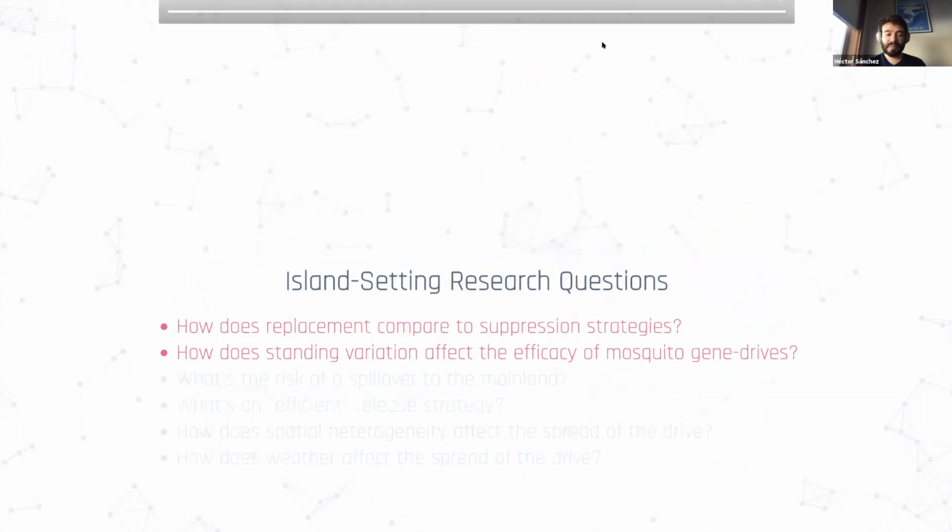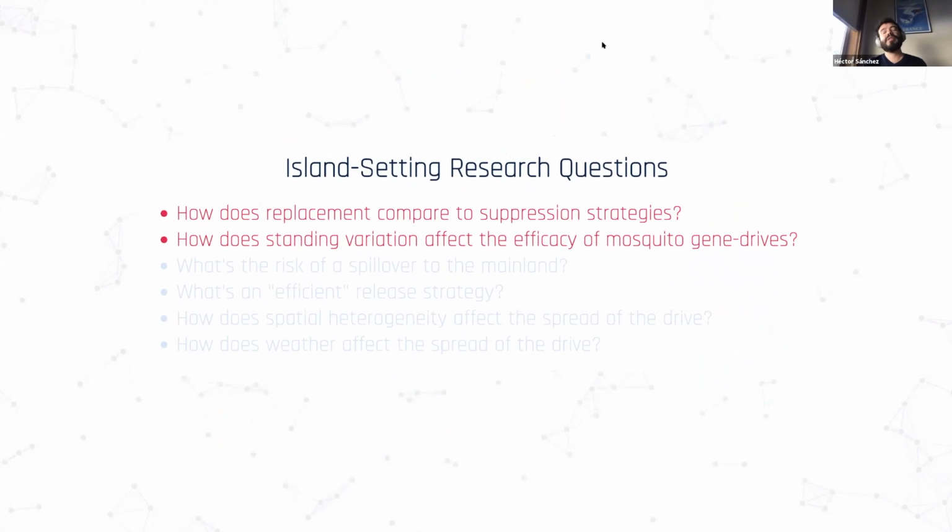Next slide, please. There's a plethora of questions we're interested in terms of mosquito gene drives. For the purposes of this talk, I'm going to be focusing on how replacement compares to suppression strategies. With replacement strategies, we're trying to make mosquitoes still live their normal lives, but unable to transmit malaria. With suppression, we try and crush their populations. We try and make them infertile or incapable of maintaining a stable population.